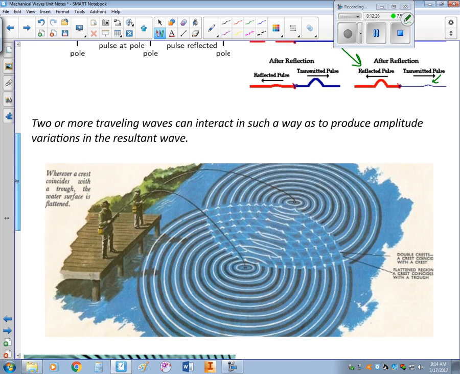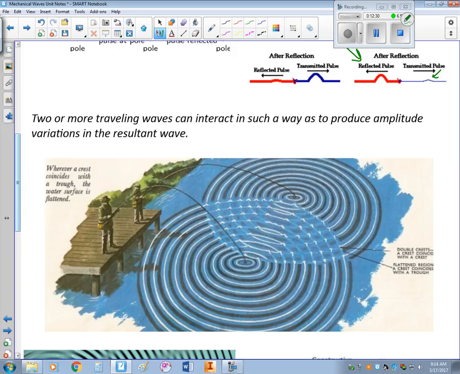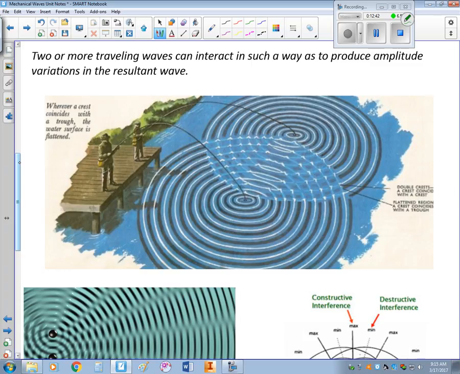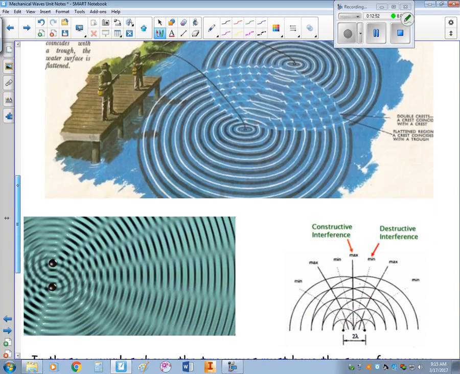When we have two or more traveling waves, we can see that they can interact in such a way as to produce amplitude variations and a resultant wave. So in other words, two waves can interact with each other, and we can create areas of constructive and destructive interference. So far we talked about wave pulses, but we can also talk about periodic waves.